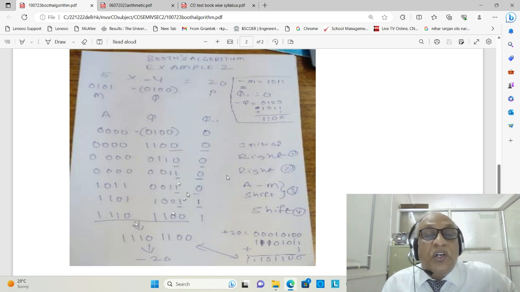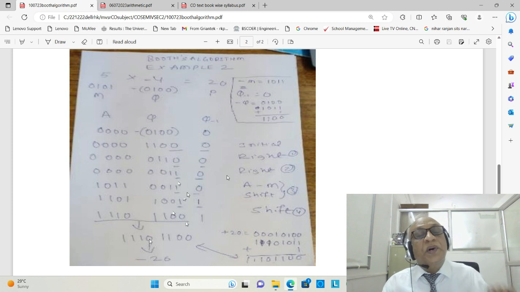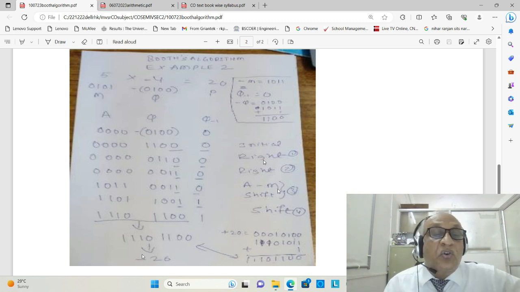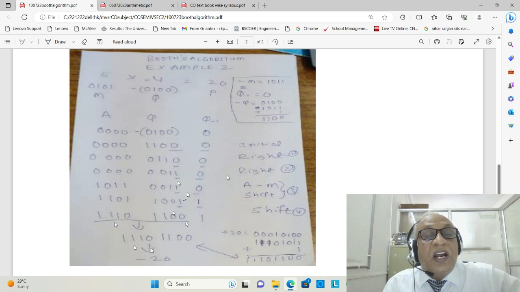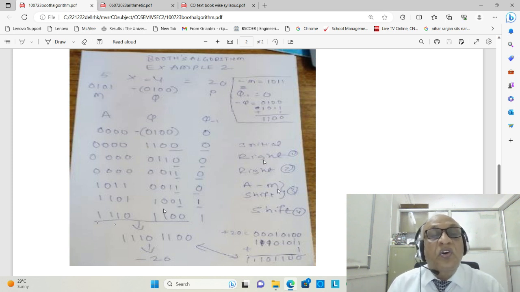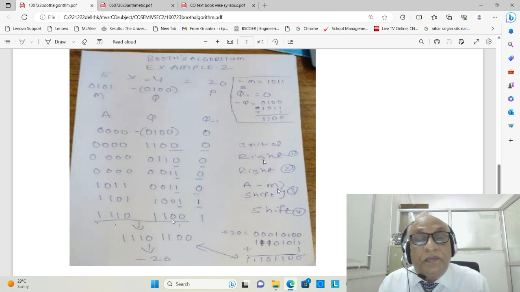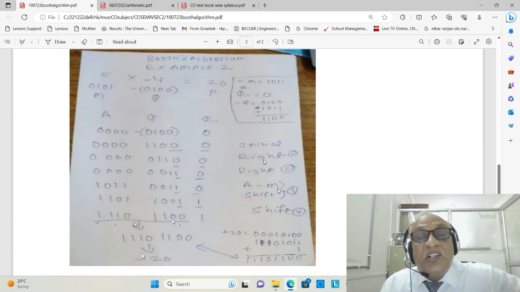The rightmost bit will not vanish. So at the end, whatever number we get at the fourth iteration, you will convert that number into its decimal equivalent. As you can see here, after the fourth iteration we have got 1 1 1 0 1 1 0 0. So this number will be minus 20. But how it is minus 20, I just need to confirm from the previous example.